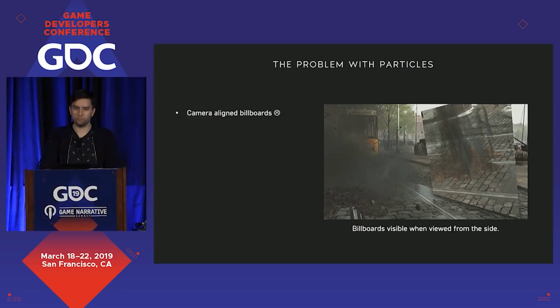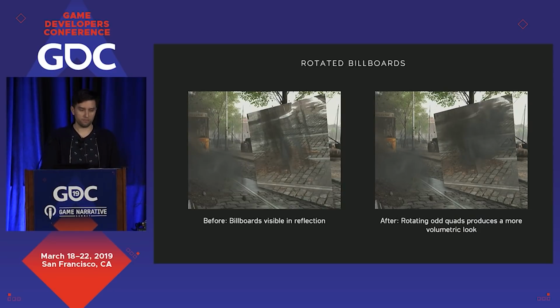We tried something far simpler, a 5-line code change to simply rotate every other particle 90 degrees around the y-axis. Considering the code change and the actual result it gave, we simply decided to stick with it. As you can see here, it's now much more volumetric in the reflection, without costing any extra performance, basically.